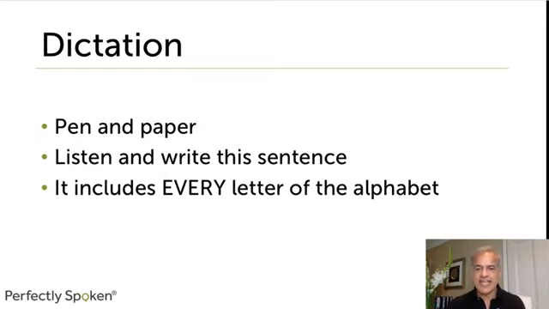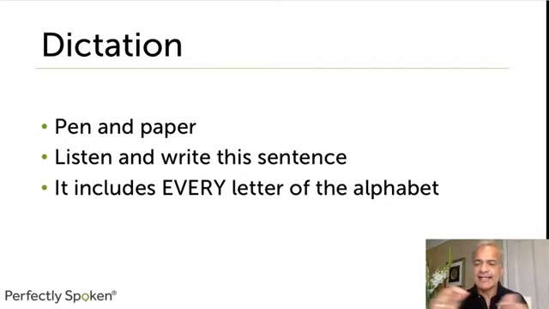T, H, E, Q, U, I, C, K, B, R, O, W, N, F, O, X, J, U, M, P, S, O, V, E, R, T, H, E, L, A, Z, Y, D, O, G. If necessary, listen again, please.